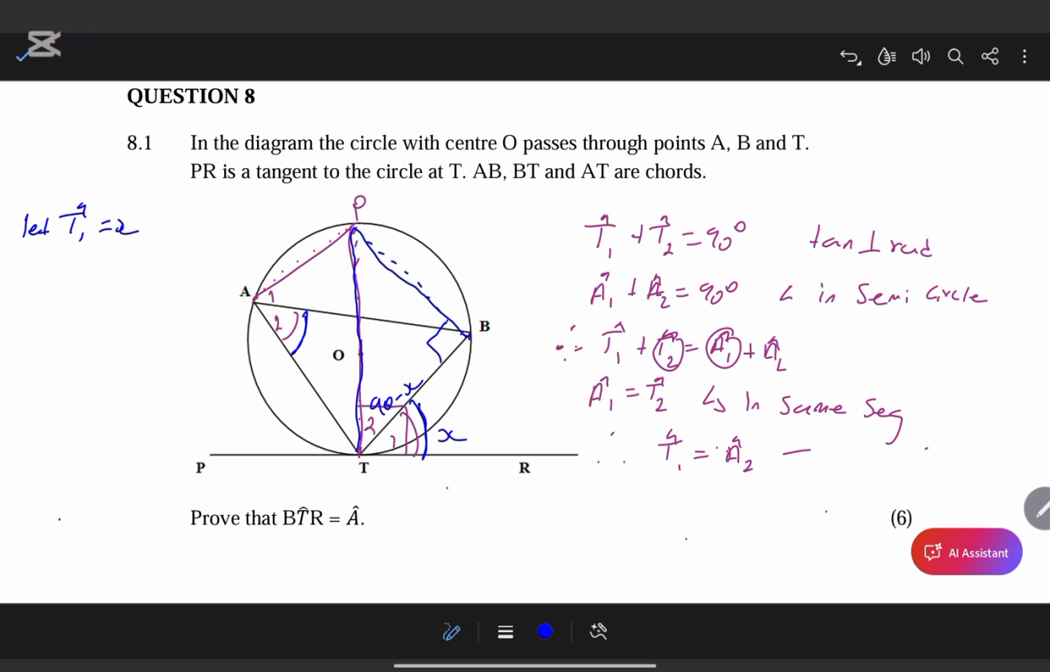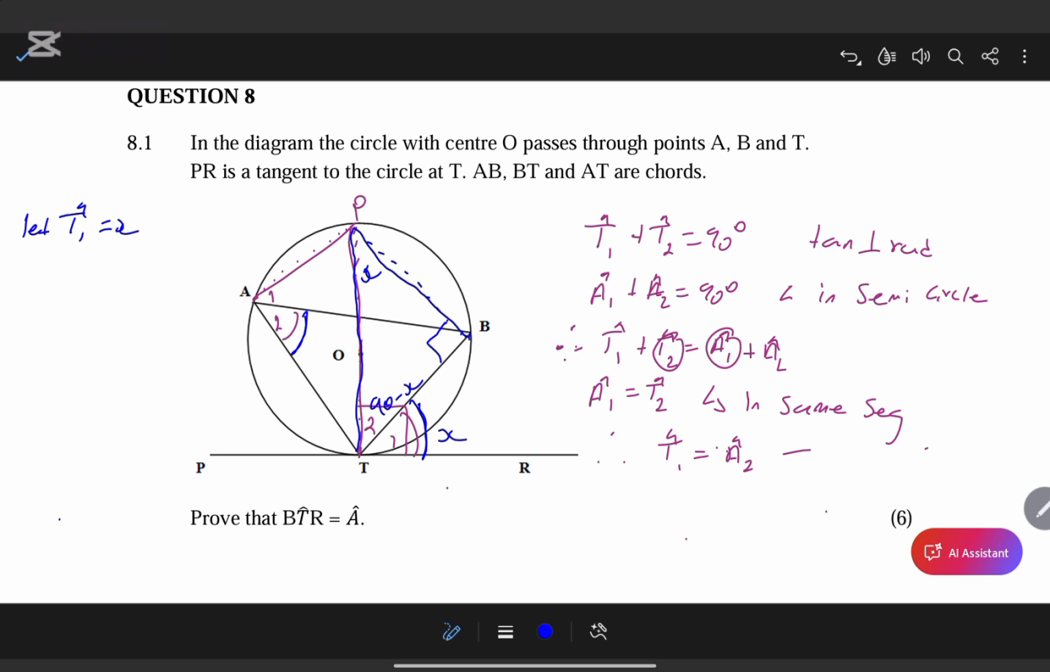Now, in the triangle PTB is a right angle triangle. Therefore, angle B is 90 degrees. So angle TPB and angle T2, they should add up to 90 degrees. So if angle T2 is 90 minus x, therefore angle P1, it should be x.